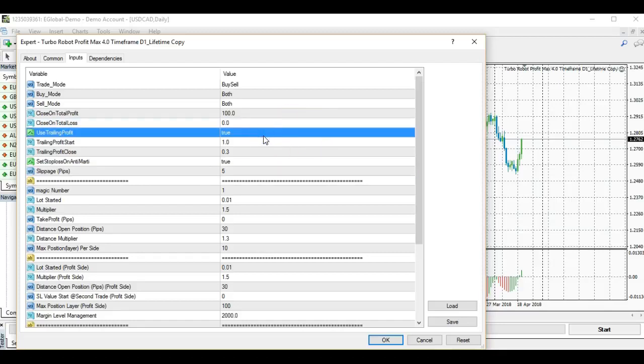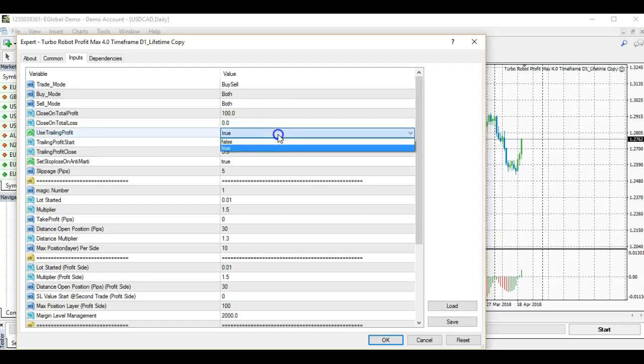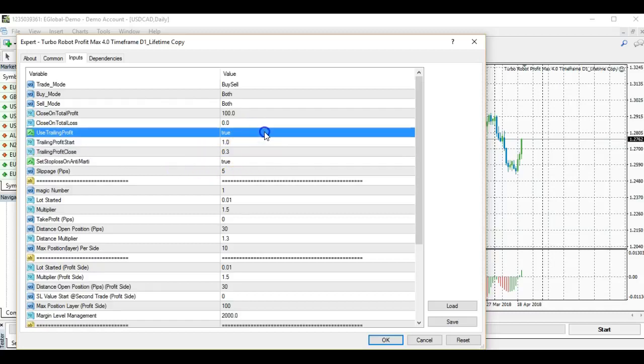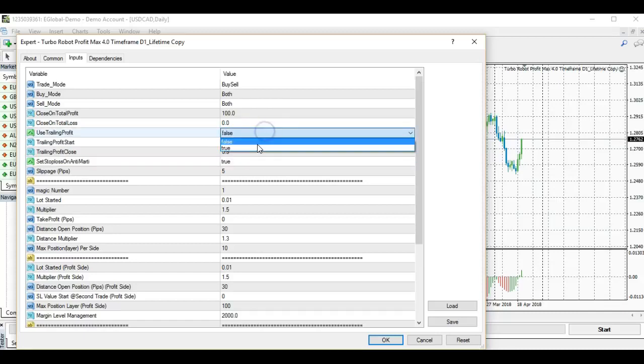Next is trailing profit. This robot has a trailing profit, which you can leave as true or false. If you put true, the two settings over here will be applied. If you put false, these settings will not be applied. So let's say you put it true.